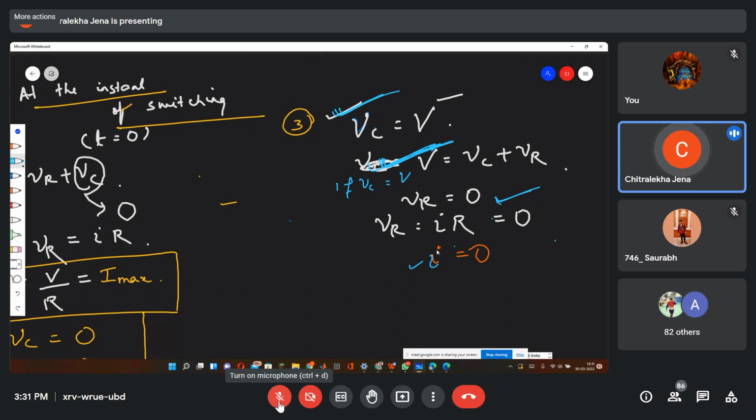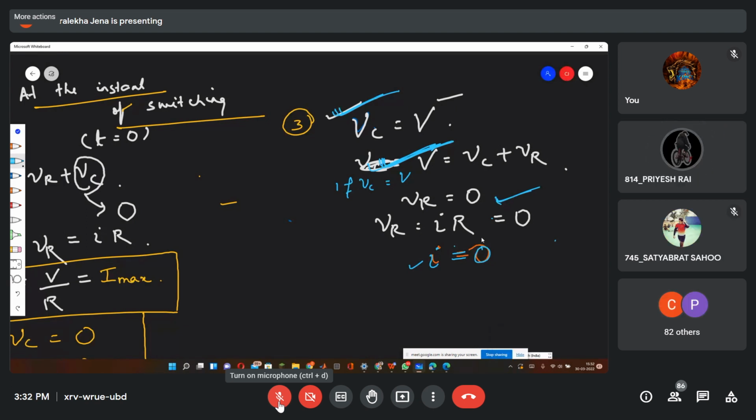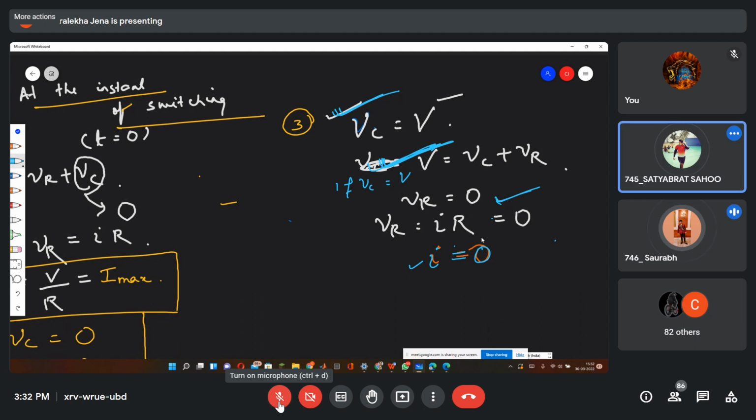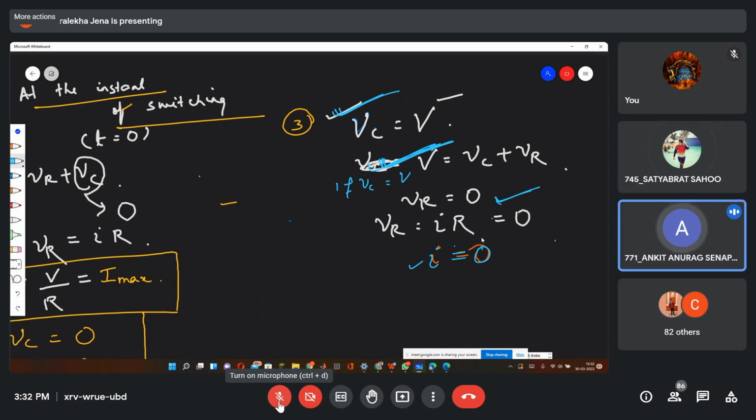So when current is equal to 0, will all of you agree with me that current is 0? A long time the switch has been closed. All of you agree with me? Not mathematical, I am asking you practically. Think practically of a circuit. Practically it can't be possible.